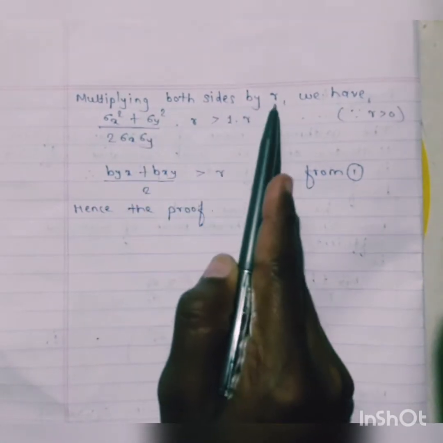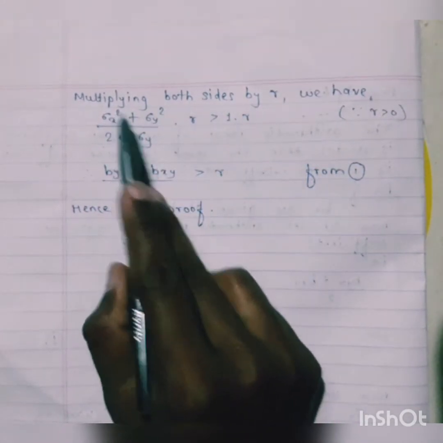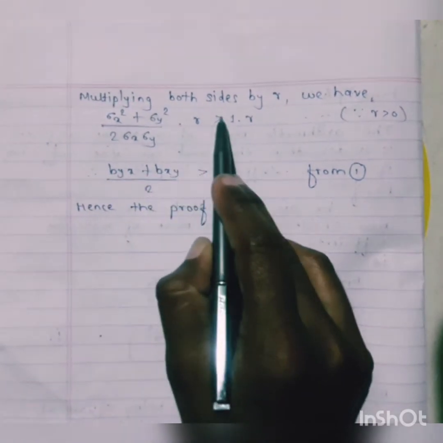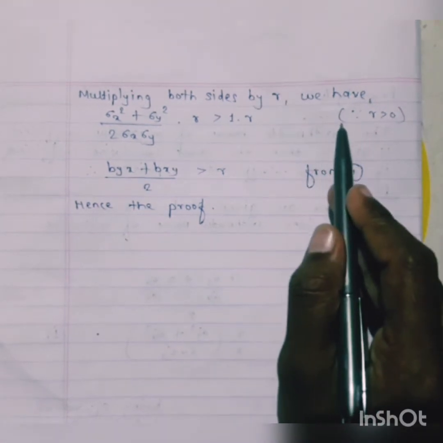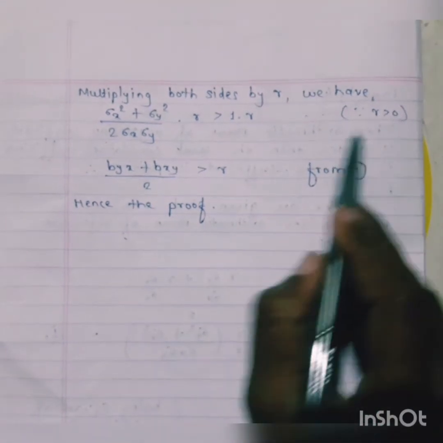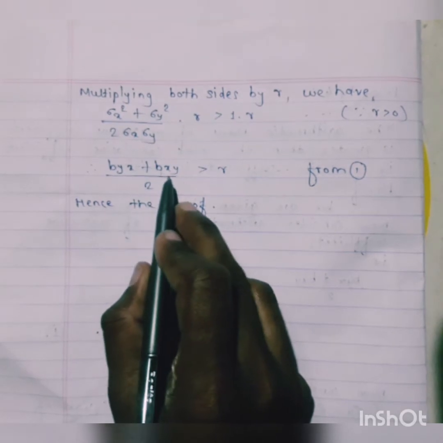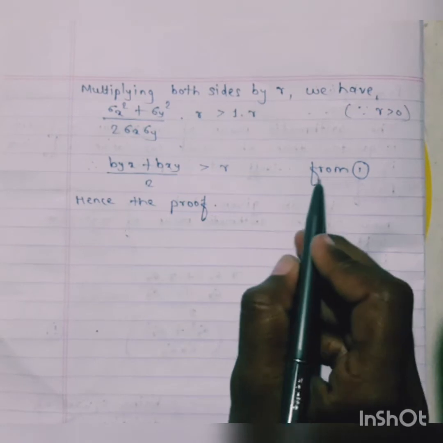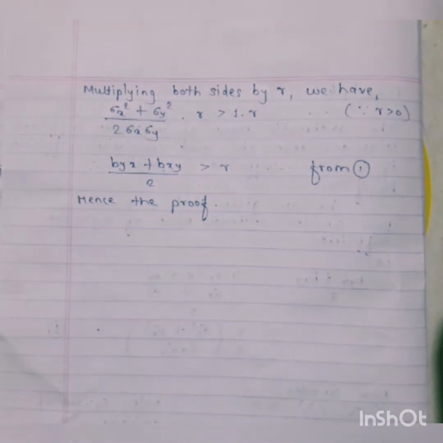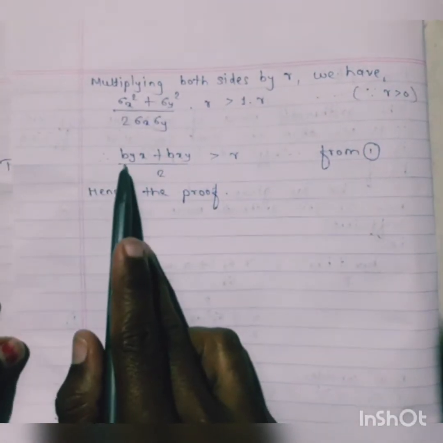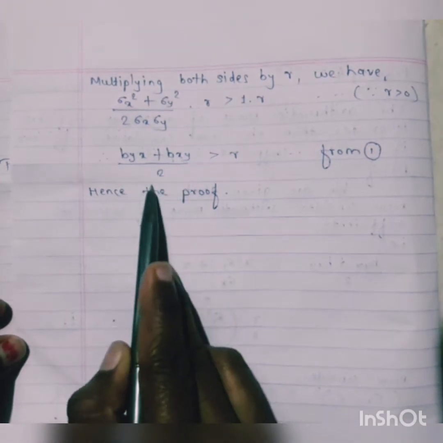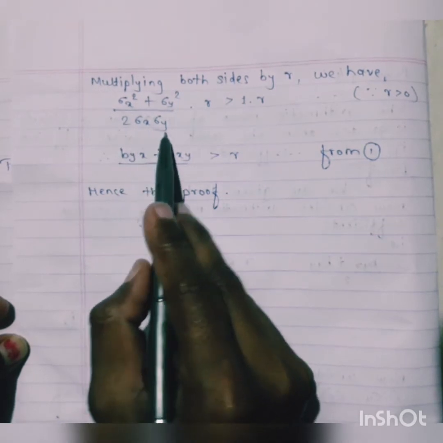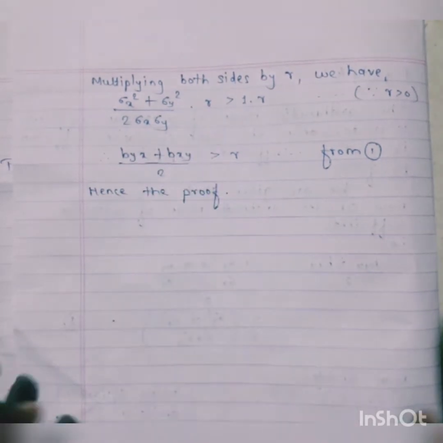Multiplying both sides by r, we have sigma x square plus sigma y square upon 2 into sigma x into sigma y into r is greater than 1 into r, since r is greater than 0. Therefore byx plus bxy upon 2 is greater than r, from equation number 1, and hence the proof. In equation 1, the value of byx plus bxy upon 2 is sigma x square plus sigma y square upon 2 into sigma x into sigma y into r.